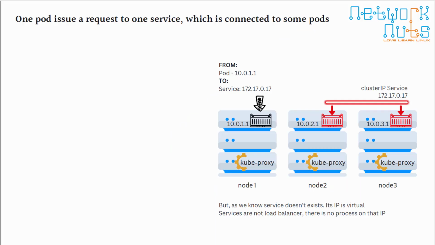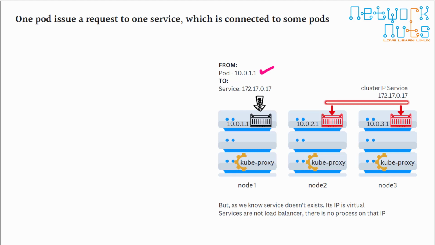Let's understand this. Suppose this is the scenario. Under normal conditions, suppose the black pod wanted to talk to the service 172.17.0.17, which is then connected to two endpoints, two red pods, 10.0.2.1 and 10.0.2.3. When this pod sends the request, the from will have the pod IP, and the to will have the service IP.